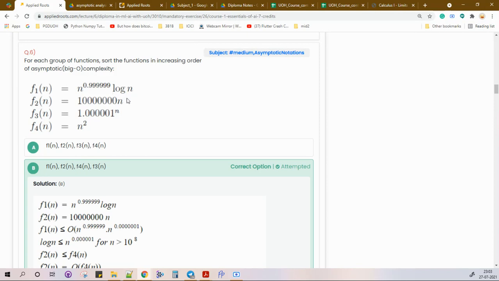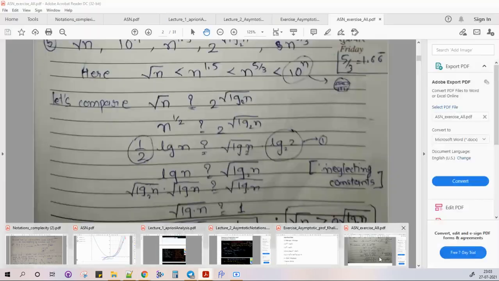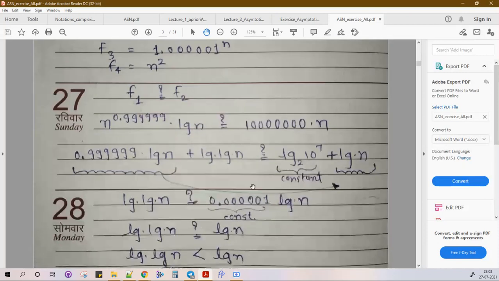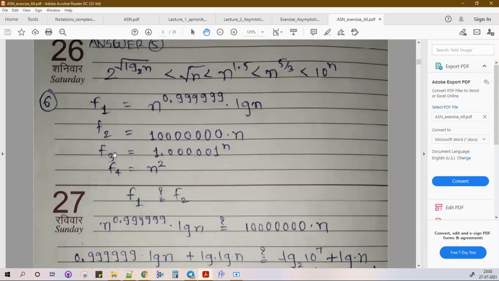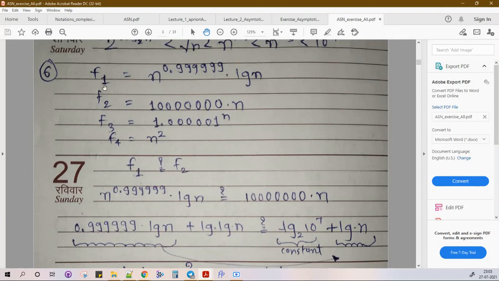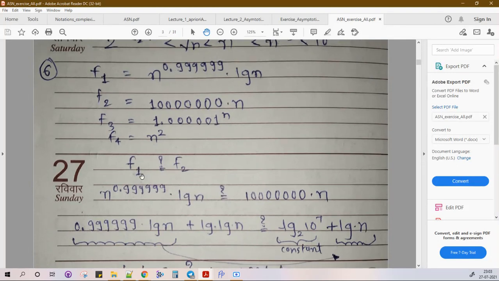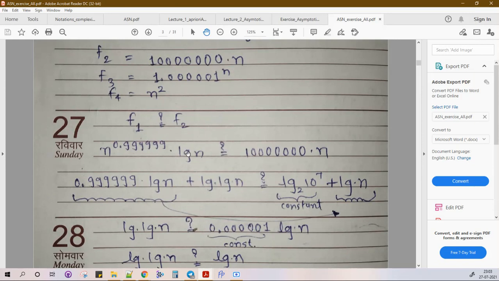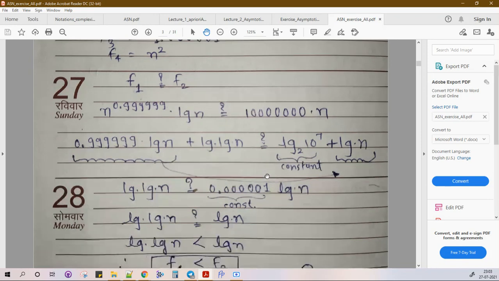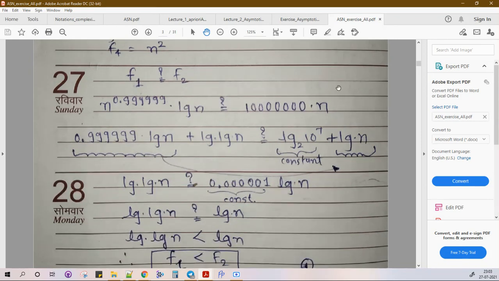So let's try to solve it. Basically, I don't want to use any shortcut here. So I have some functions like this: f1, f2, f3, and f4. Let's compare f1 and f2 first. f1 is n to the power 0.9999 log n, and f2 is 1 crore n, correct? Now if I take log on both sides, from this we can directly see that n is greater than n to the power 0.999 log n. So f1 is less than f2, but let's prove it, correct?